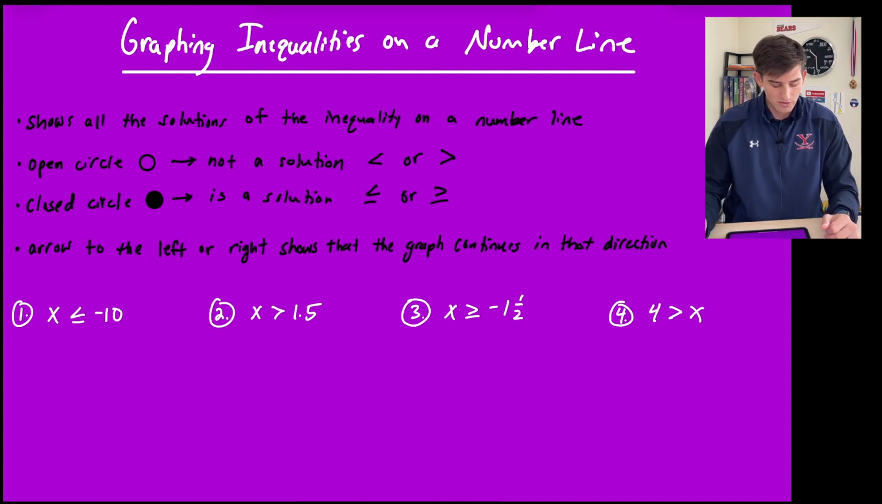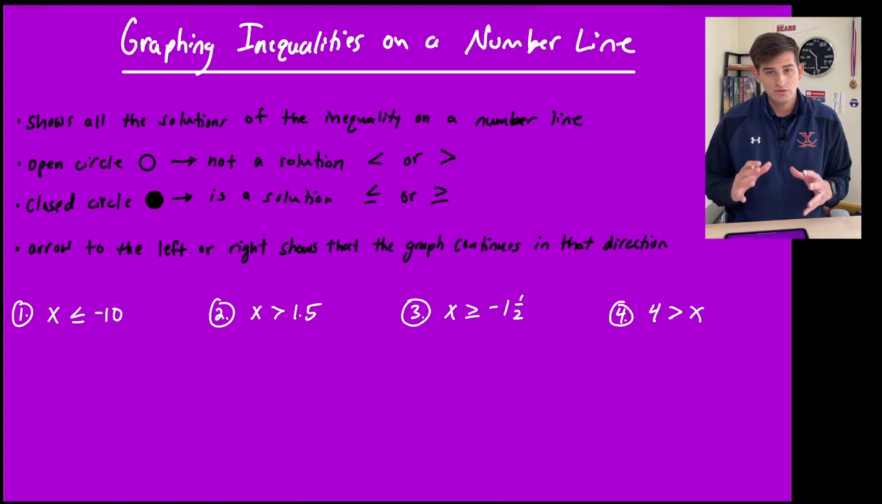Now, once we put our open or closed circle, we're going to shade our number line either to the left or to the right, and we're going to add an arrow to the end of that, indicating that it continues on in that direction forever. So how do we know which way to go, left or right? Well, if something is less than, then we're going to go to the left. If something is greater than, we're going to go to the right. And that applies for the or equal to symbols as well.